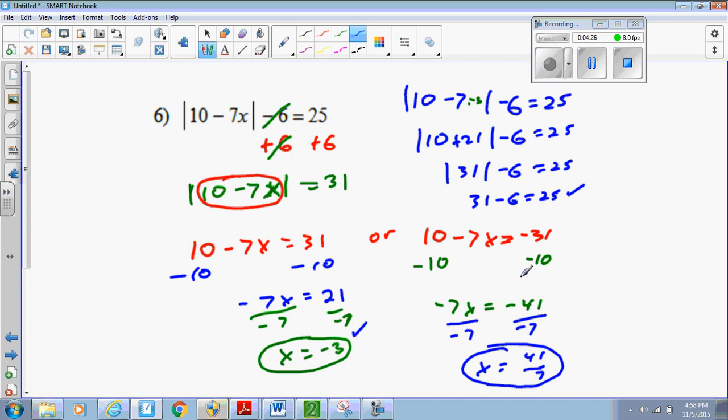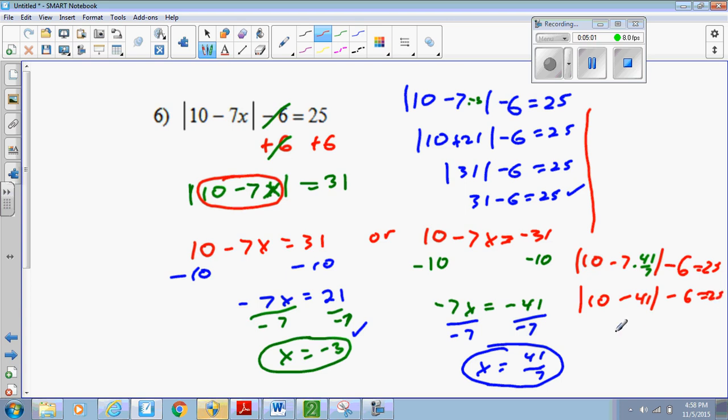And then I want to try the other one here. So I'm going to try 41 over 7. It looks a little more difficult, but it'll work out nicely in a second. I say the absolute value of 10 minus 7 times 41 over 7, and then I finish the problem, minus 6 equals 25. So this becomes the absolute value of 10 minus 41, because the 7's cancel, minus 6 equals 25. So the absolute value of negative 31, minus 6.